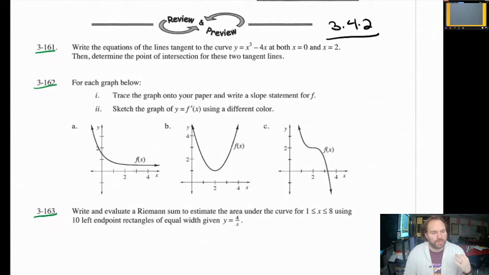This is 3.4.2 of the CPM AP Calculus curriculum. We're going to be doing every problem in the set, but we're going to be making some modifications along the way, because we'll make some of the questions a little easier by giving a couple of alternate instructions. So, 3.161 you're going to want some space for.